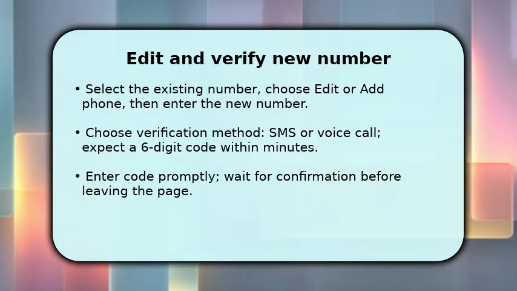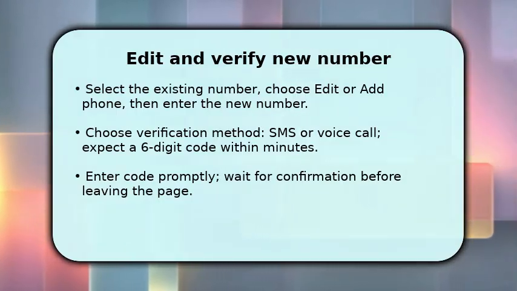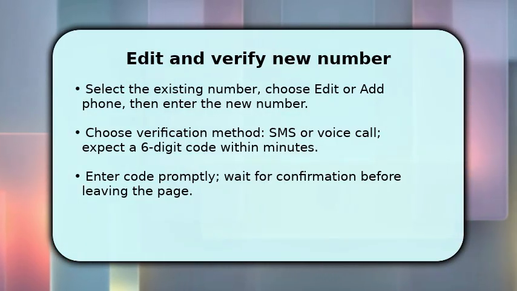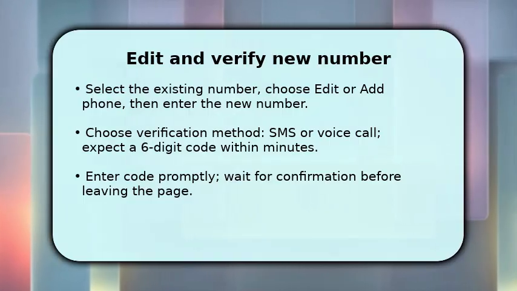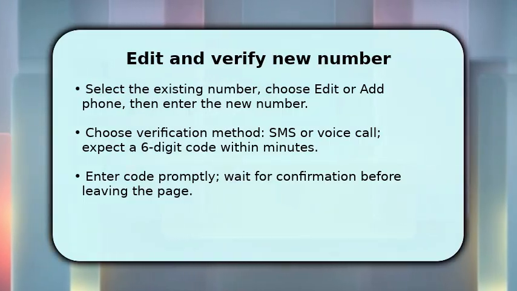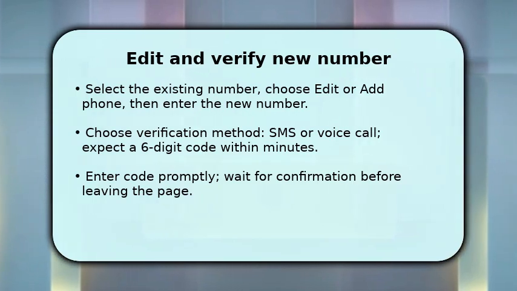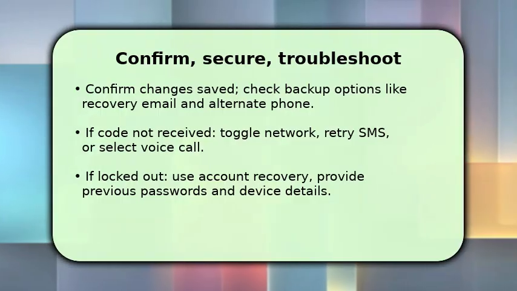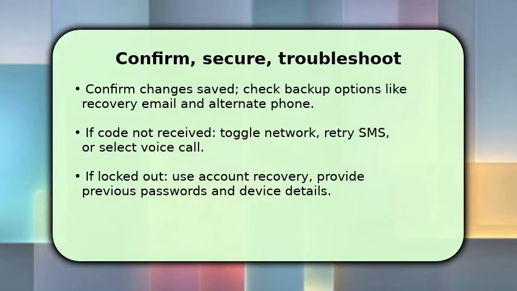Once the code verifies, Google updates the number. If you have multiple numbers, decide which one to make primary, and remove any old numbers you no longer control. Finish by confirming the new number appears under Contact Info and set as primary if desired. Make sure your recovery email and alternate phone are current to prevent lockout.